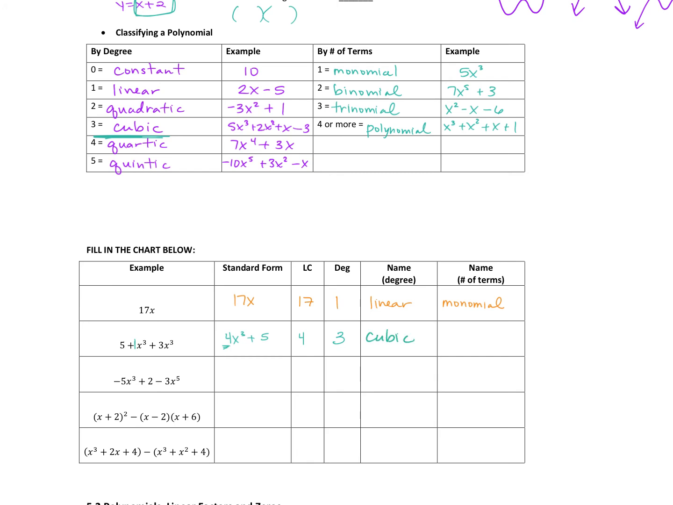And the name based on the number of terms. Polynomial. This one's tricky. It starts as a trinomial, right? But in standard form, it's a binomial. Tricky, tricky.